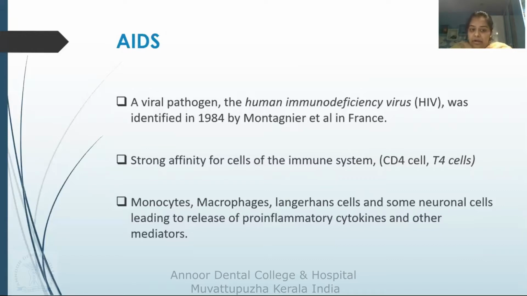And what do they do when they have the affinity? They impair or change the cells' action, and this leads to the release of pro-inflammatory cytokines. We know which are the pro-inflammatory cytokines, right? We have TNF-alpha, tumor necrosis factor alpha, then interleukin-1 beta and interleukin-6. So these are all the pro-inflammatory cytokines. They are released when the viral pathogen affects the immune system cells, and they release these pro-inflammatory cytokines and other mediators.